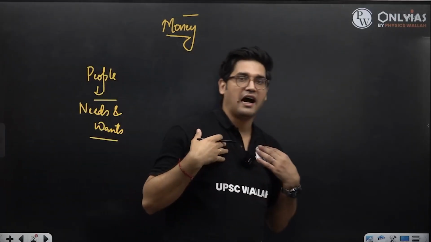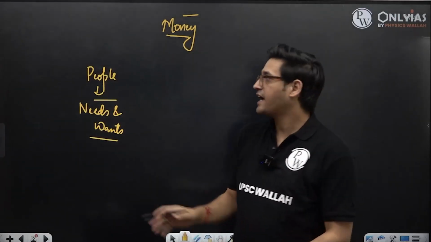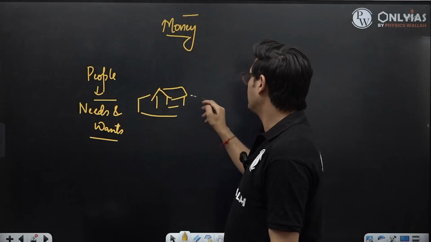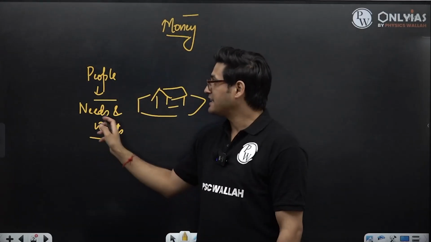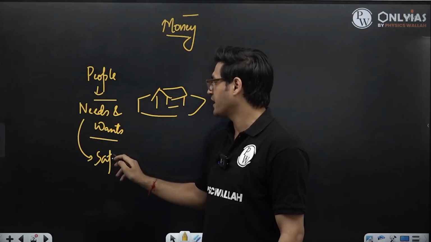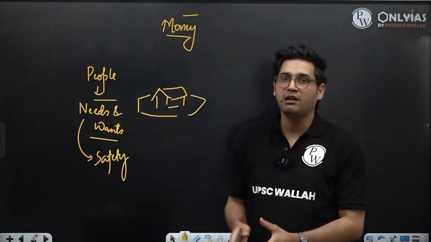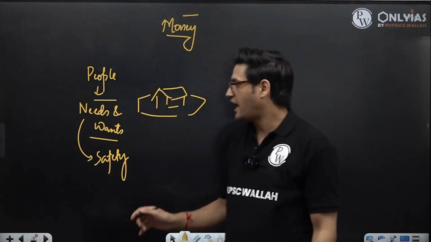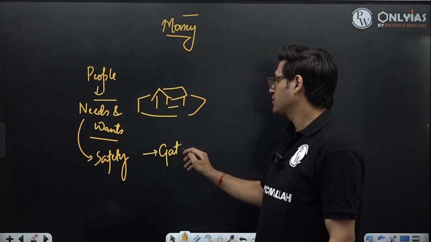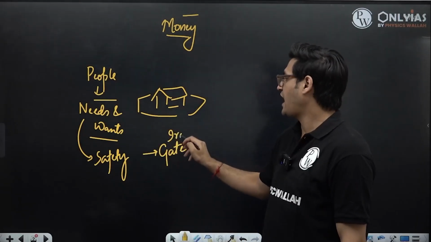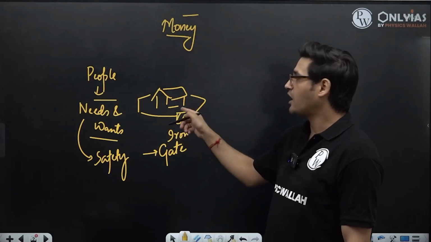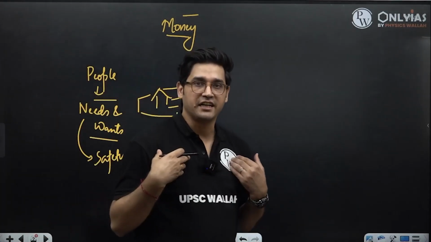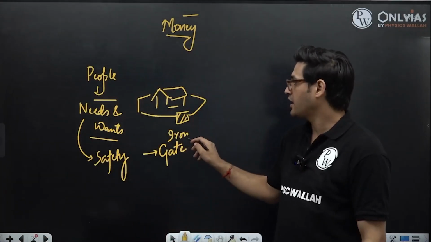For example, I live in the Indian economy. I have built a house and I have tried to build a wall around this house. My need is that of keeping my house and my belongings and my family members safe. That is my need. To fulfill my need, I think I would require a gate. I would require an iron gate so that my house, my belongings, my family members are generally kept safe. This is my need, and what I want right now is an iron gate.